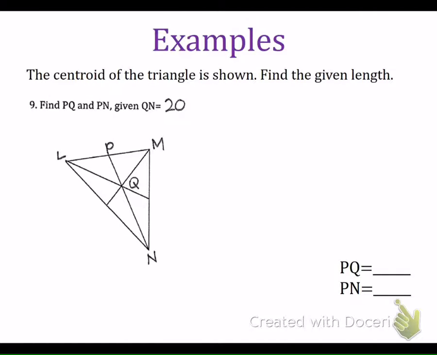All right. Number 9. So now we're given QN. Is QN the longer side or the shorter side? The longer one goes to the vertex. That's how you can tell, or it usually appears to be longer. So if this one's 20, this one would be what? 10. Good. And then how long is the whole thing? 30. Good.